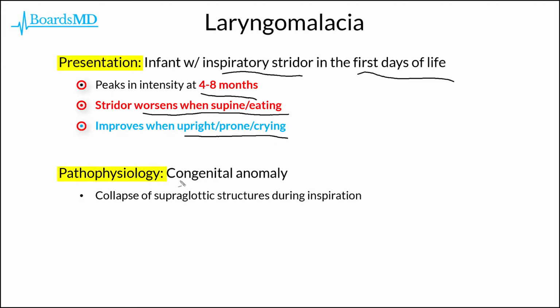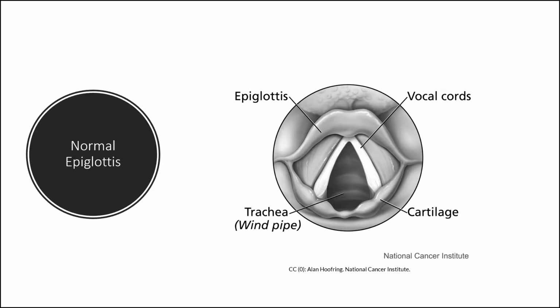Laryngomalacia is a congenital anomaly in which there is going to be a collapse of supraglottic structures during inspiration. It should be noted that this is an extrathoracic compression, hence the reason why we classically see this. Laryngomalacia is an extrathoracic obstruction, which is why we see collapse of these structures during inspiration, as well as the presence of inspiratory stridor.